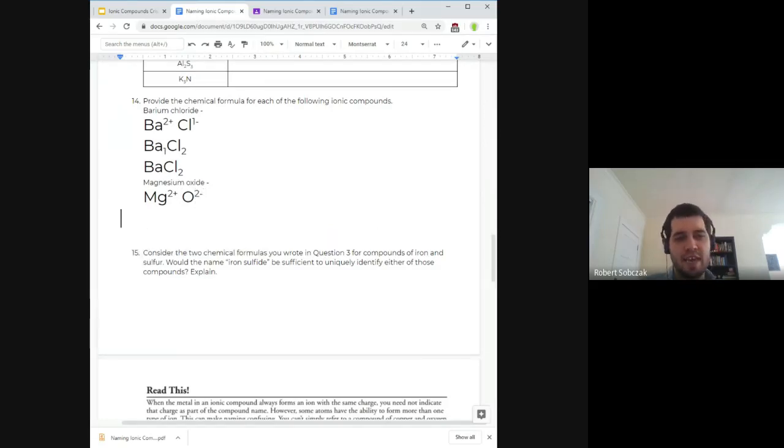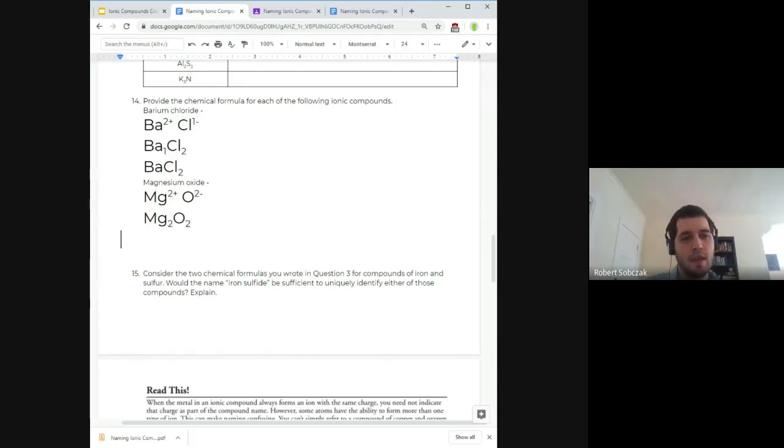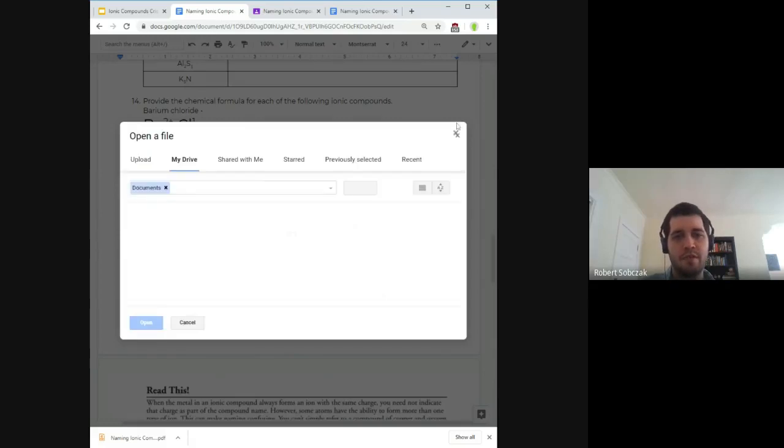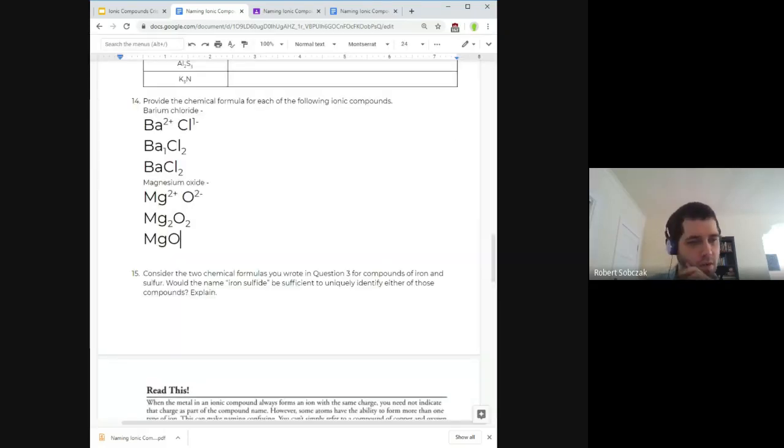We crisscross that, and we get magnesium with the 2 from oxygen, and oxygen gets the 2 from magnesium. But this is not okay because we have 2 and 2. We want to use the least number of atoms possible. And yes, these cancel out, but if we divide by 2, then we could go from Mg2O2 to just MgO.